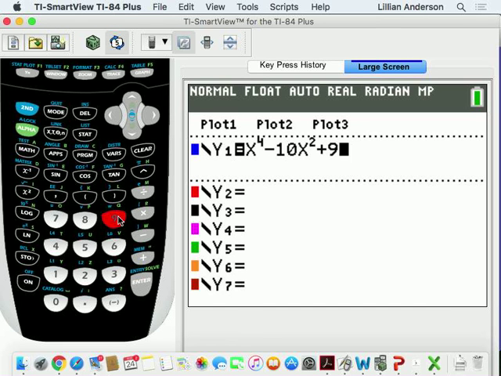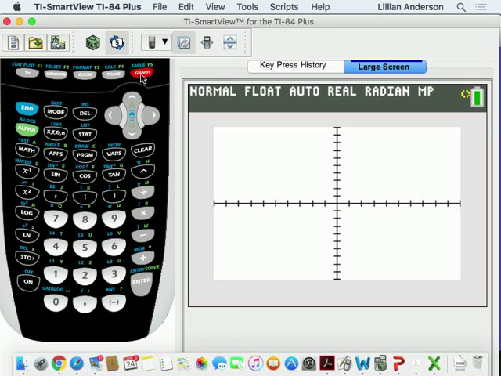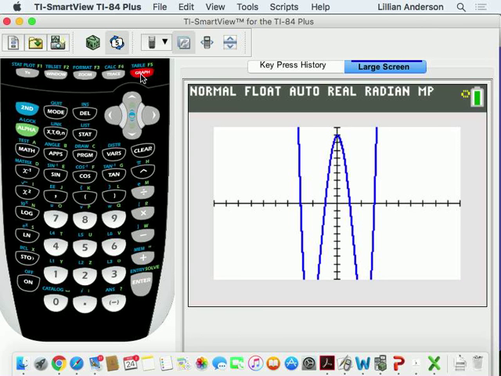Plus 9. Alright. Now I've already adjusted my window back to negative 10 to 10, so I don't have to go back and do zoom 6 again, because I know I'm dealing with this calculator now. So I can just press graph. Everybody's graph should look like a W. If yours does not look like a W, we got some issues.